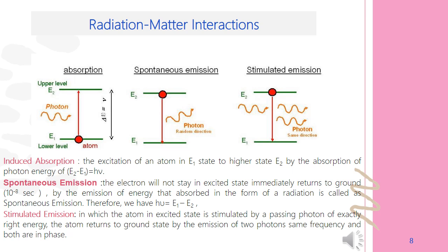It should be noted that the light amplification takes place in three processes. First, induced absorption: an atom in the ground state is excited to a higher state by absorbing energy hν. Second, spontaneous emission: the electron will return to the ground state after 10^-8 seconds by emission of energy hν. Third, stimulated emission: an atom in the excited state is stimulated by a passing photon of exactly the right energy. The atom returns to the ground state by emission of two photons with the same direction and wavelength.